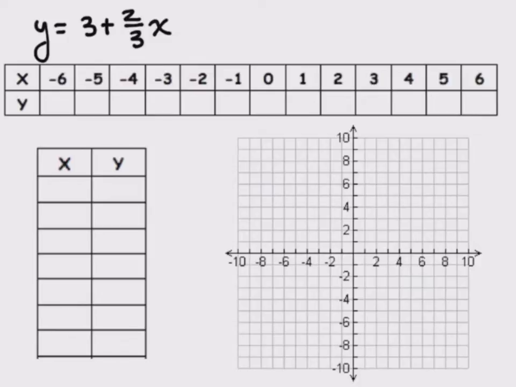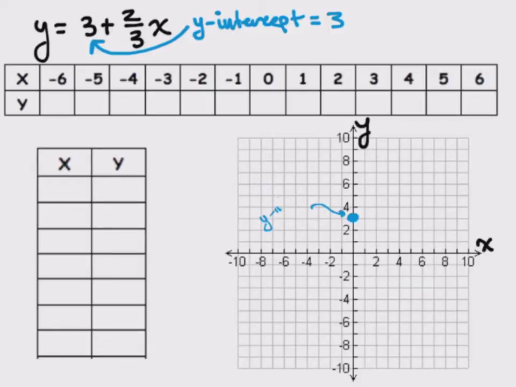Alright, so consider this equation in slope-intercept form, y equals 3 plus 2/3 x. Now we're going to try and graph it. Now, we already know from looking at the equation that the y-intercept is going to be 3. So before we do any graphing, we already know one ordered pair, we can graph that y-intercept. Alright, now our slope is 2/3, and this is the first time we've ever had a fraction for a slope.